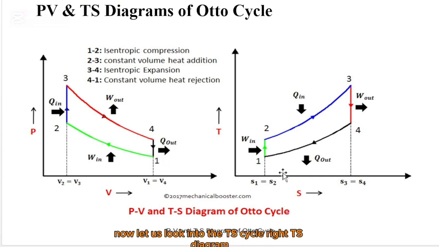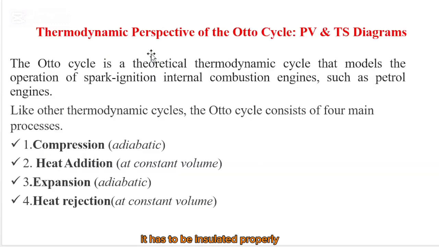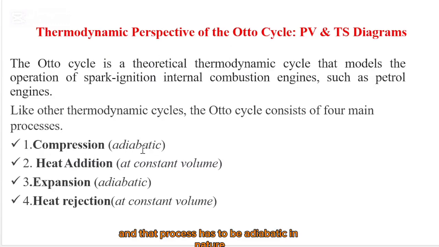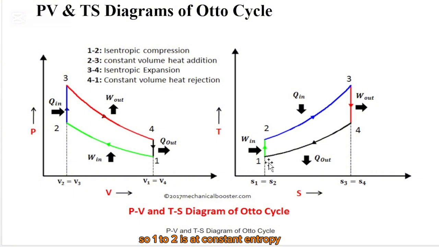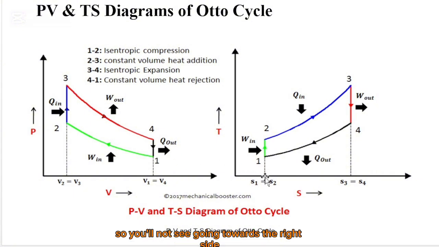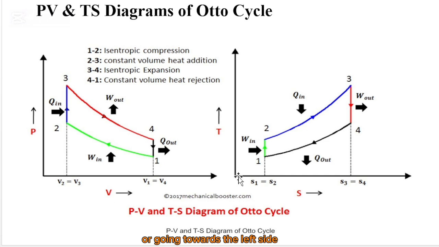Now let us look into the TS cycle, right? TS diagram. We are going to begin with the 1 to 2 process. So 1 to 2 is here, and it is isentropic. Isentropic means at constant entropy. To make it at constant entropy, it has to be insulated properly, and that process has to be adiabatic in nature. So 1 to 2 is at constant entropy, so you will not see it going towards the right side or the left side, because entropy is constant, so it is a straight line, right?